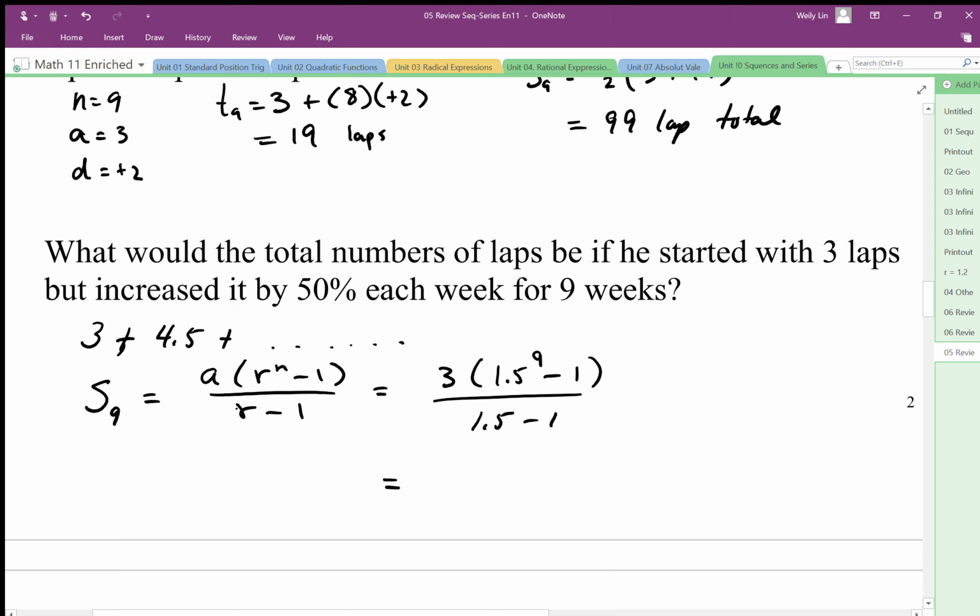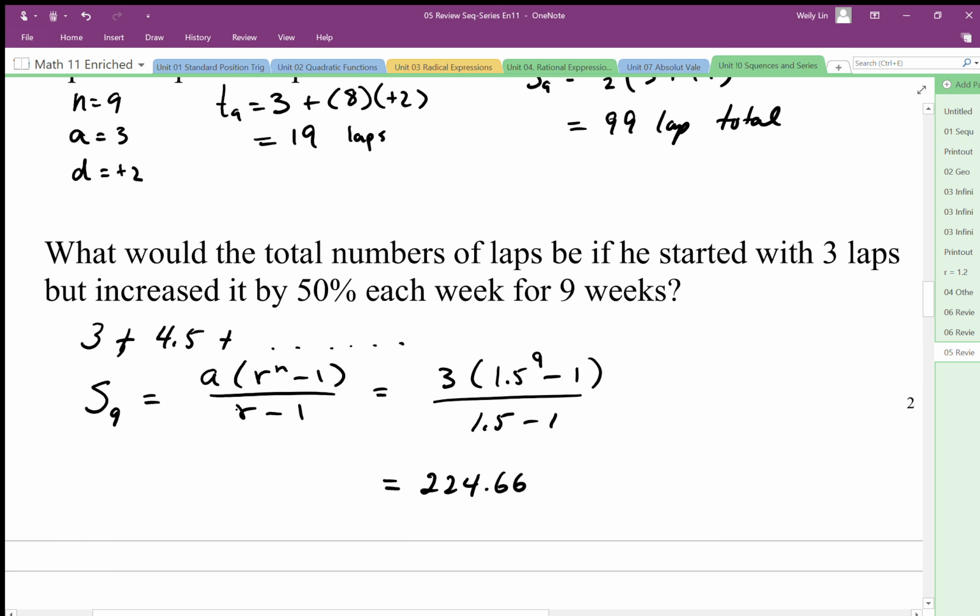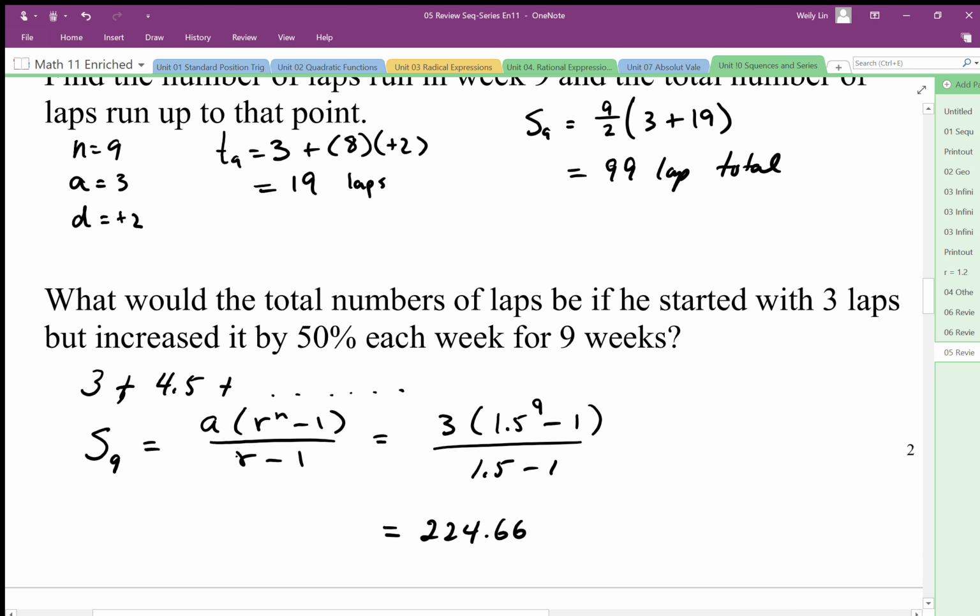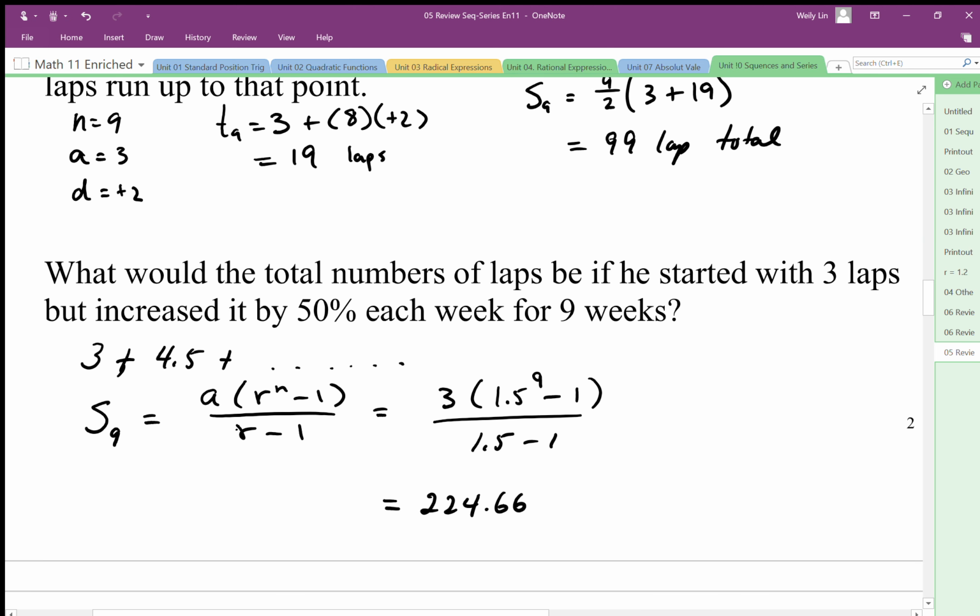So putting this all into our calculator, the number of laps he's going to run is 3 times 1.5 to the power 9 minus 1, all divided by 1.5 minus 1. And he ends up running 224.66 laps by doing this. And although at first he's not gaining very much each week, because it's geometric, this grows very fast. So this is why the total laps here is more than the total laps when we did arithmetic growth.